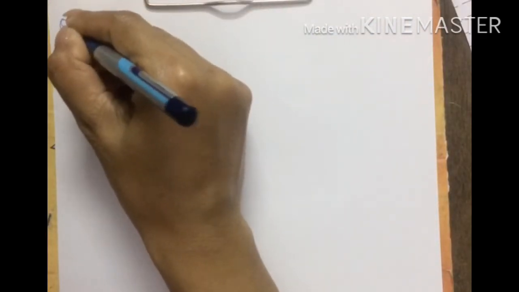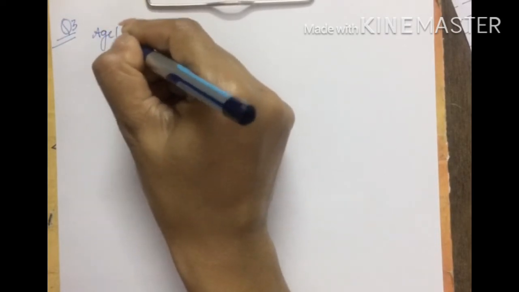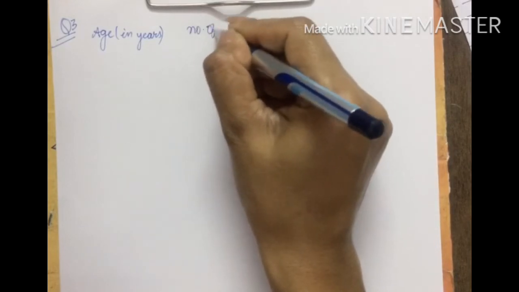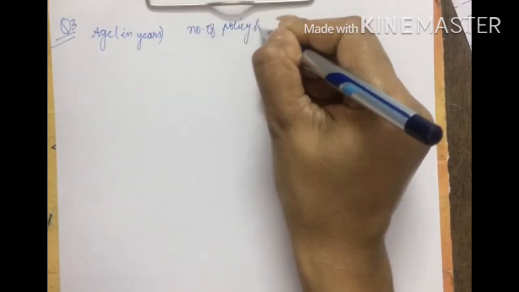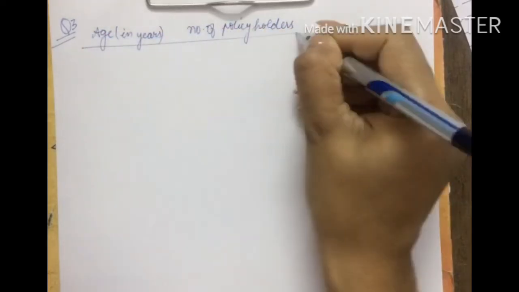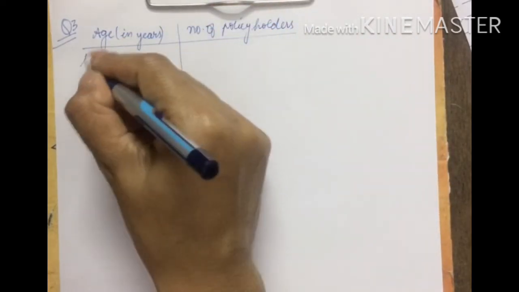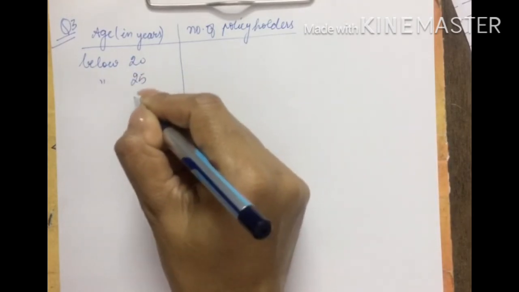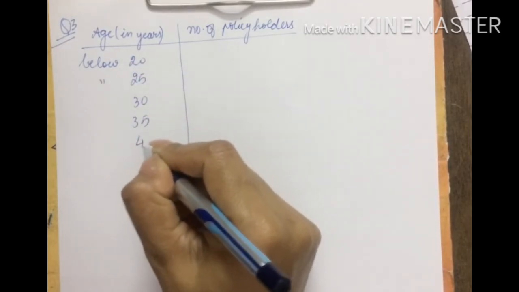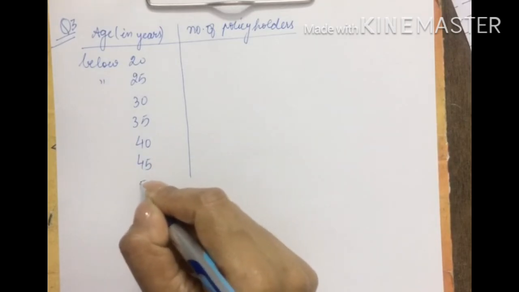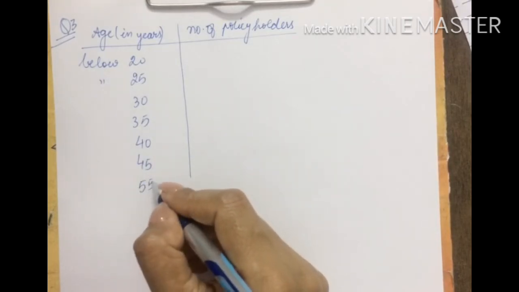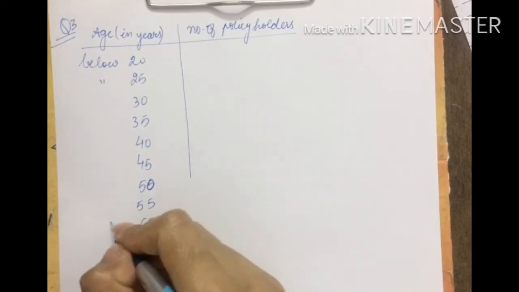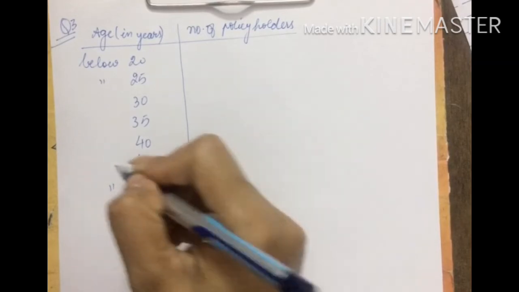So question number 3, you've been given age in years along with number of policy holders. This is below 20, below 25, 30, 35, 40, 45, 50, 55, 60.